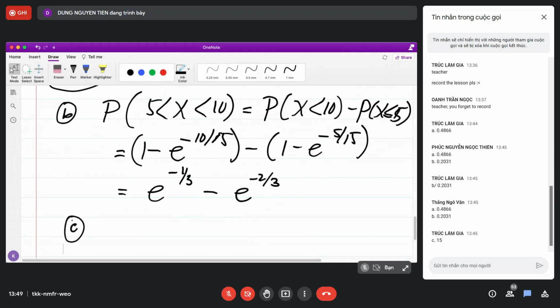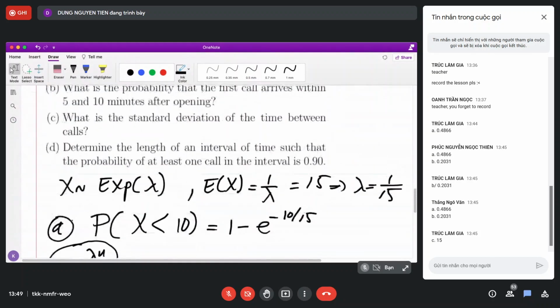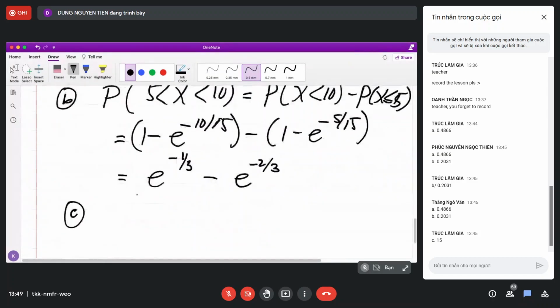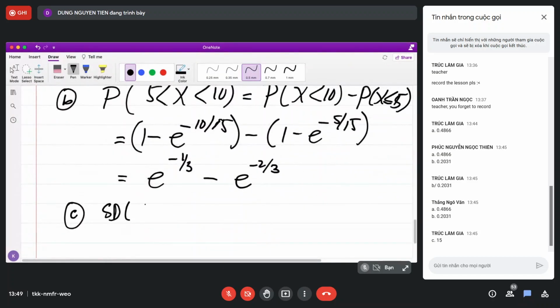Question C. You want to find the standard deviation of the time between calls. That is the standard deviation of x. So you get 1 over lambda, and you get 15.